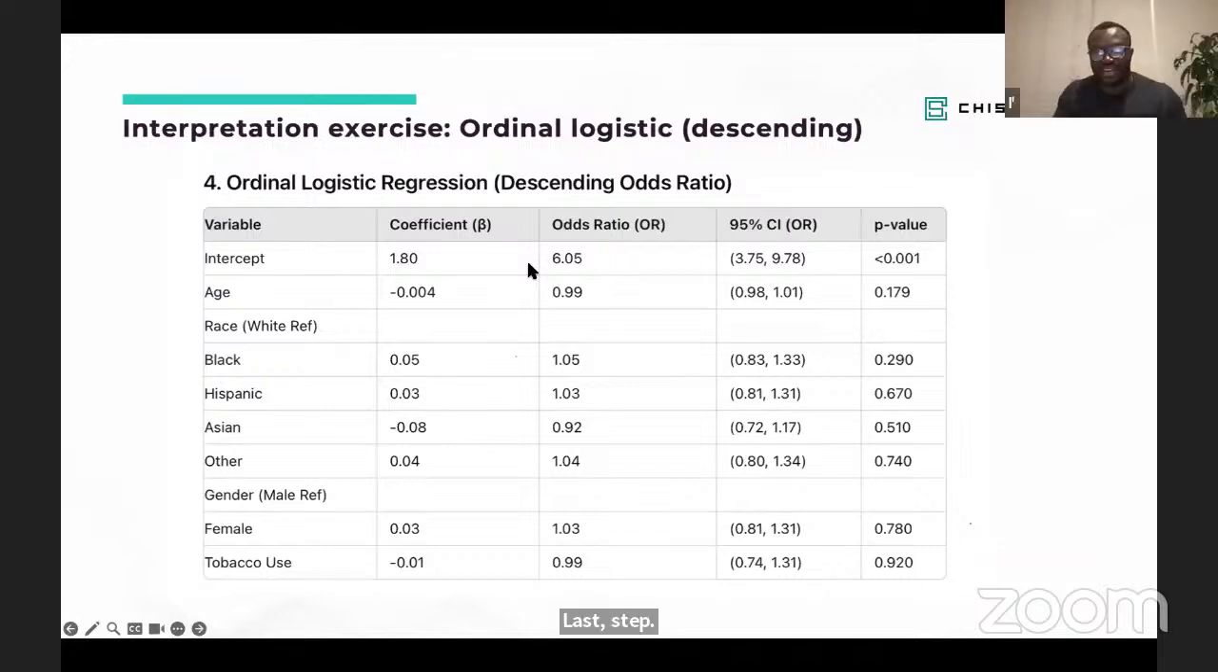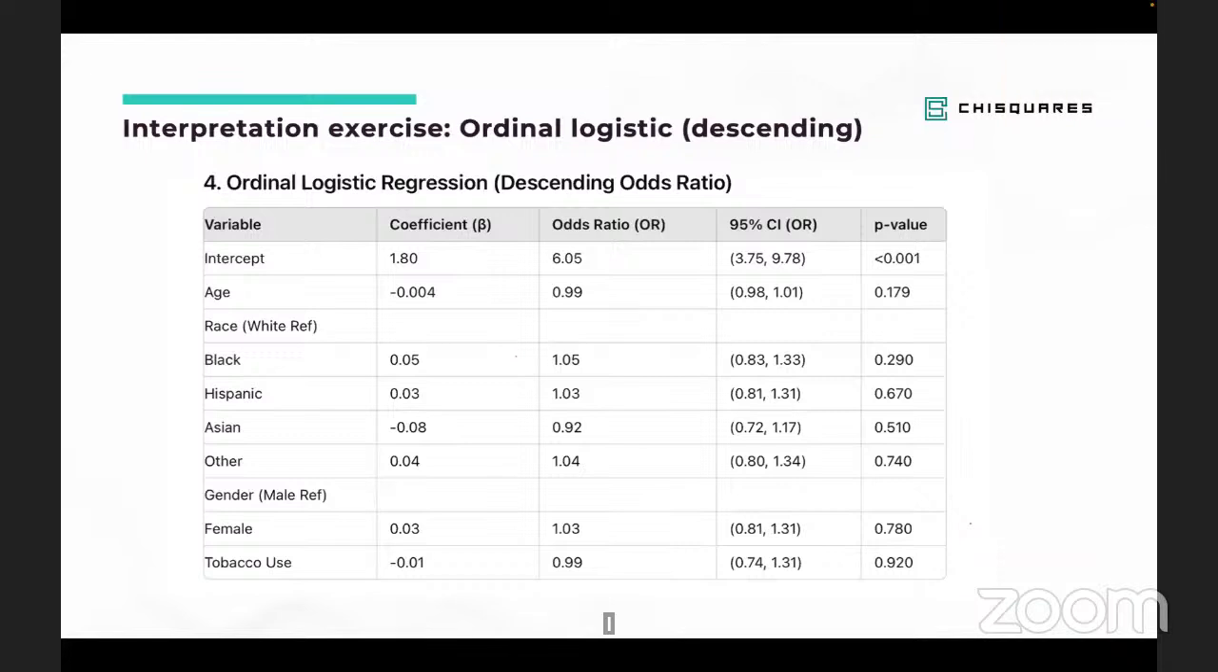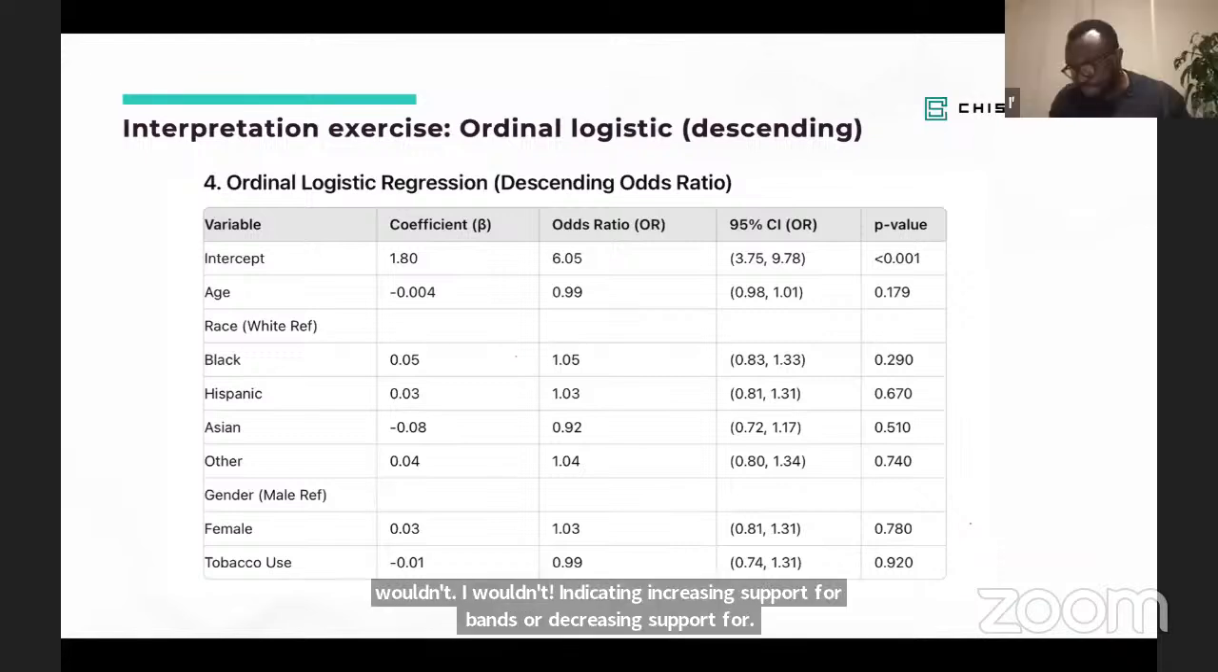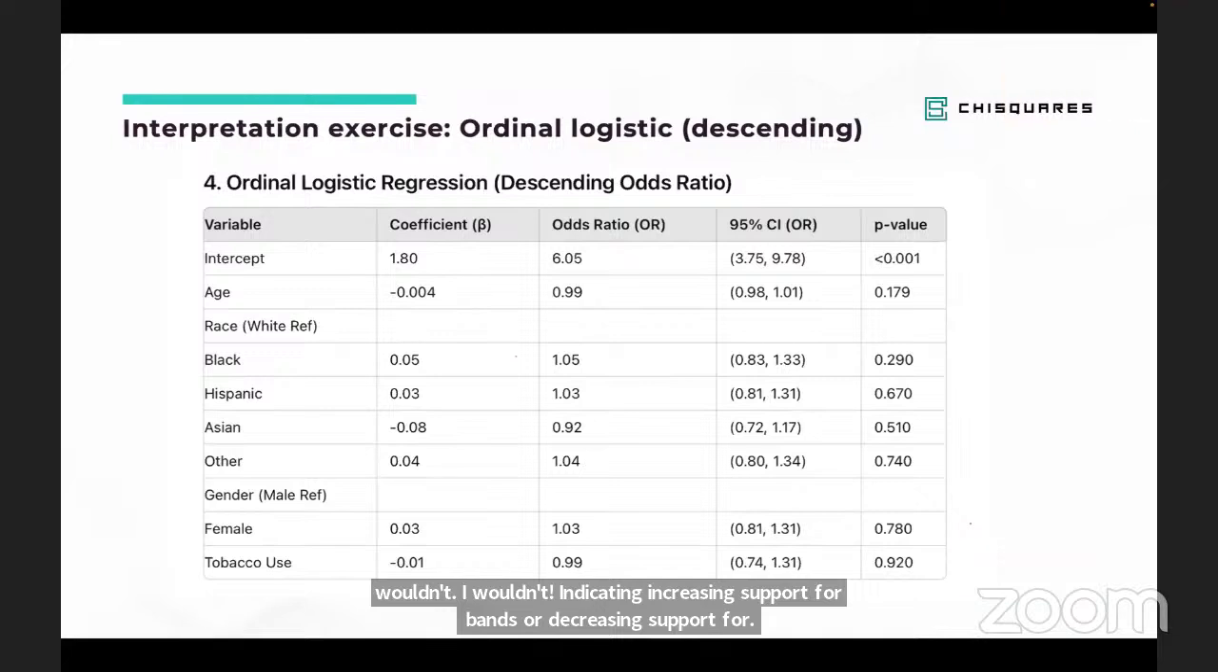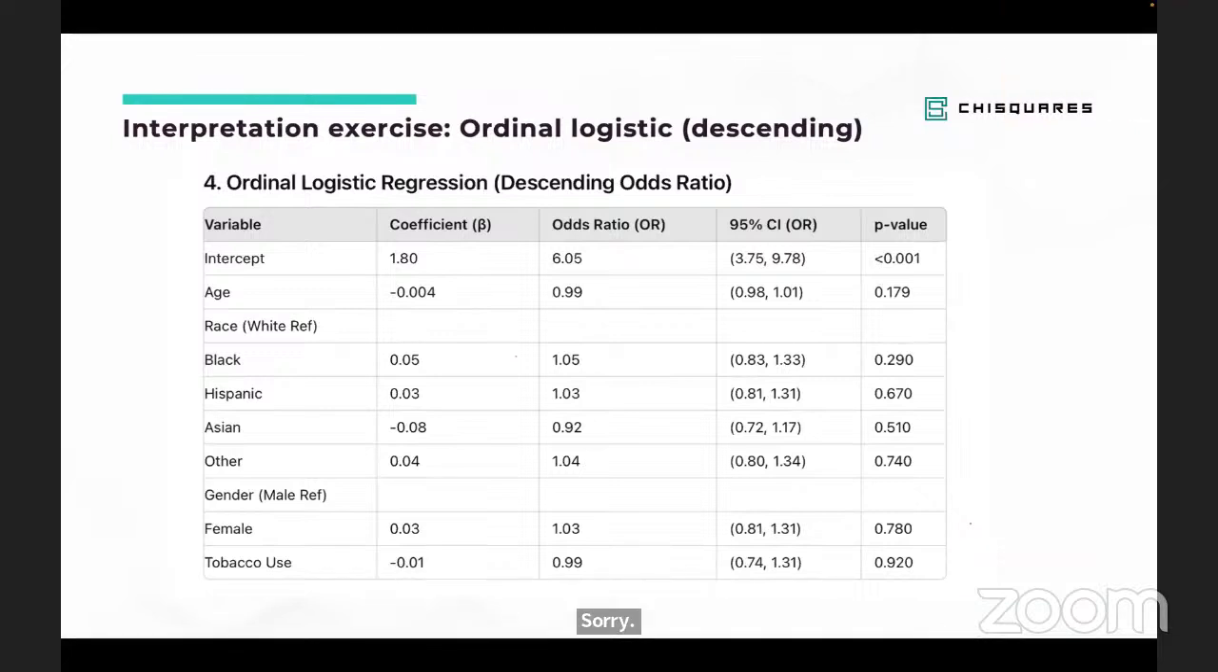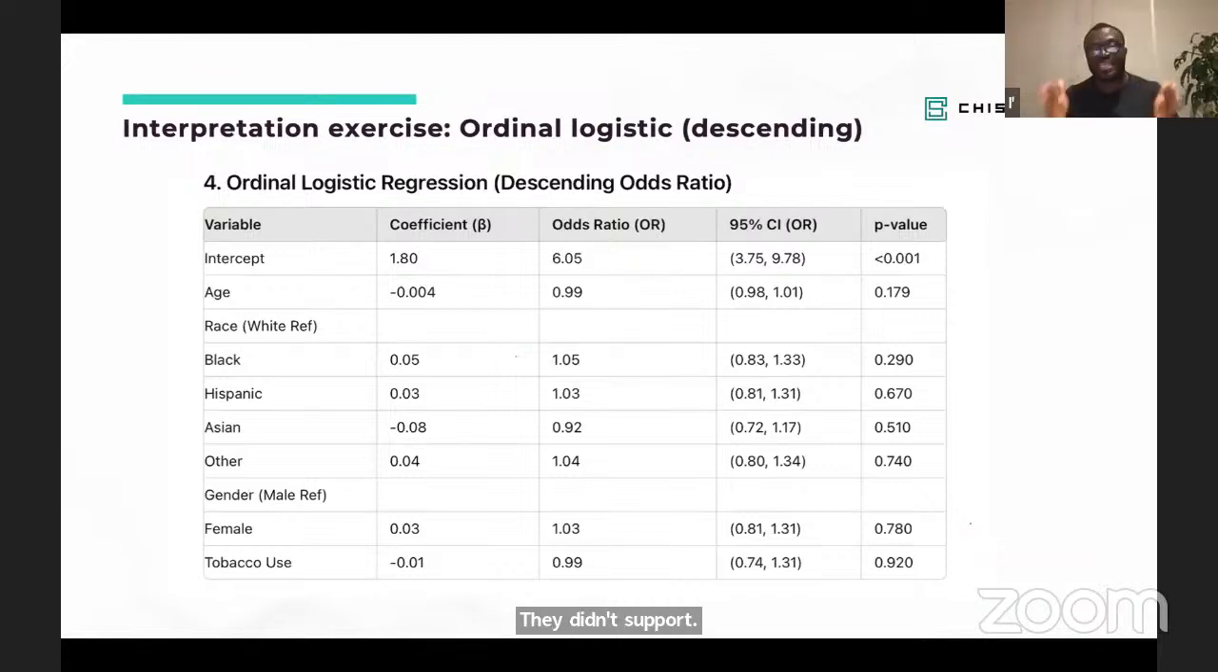So if you're going down the ladder, right, are we indicating increasing support for bans or decreasing support for bans? Decreasing support. Exactly. So your answer must explicitly capture the direction. Are we talking about increasing support or decreasing support? Tell us whether you are going up the ladder or down the ladder. So now, can you take all of that and correct that sentence here?